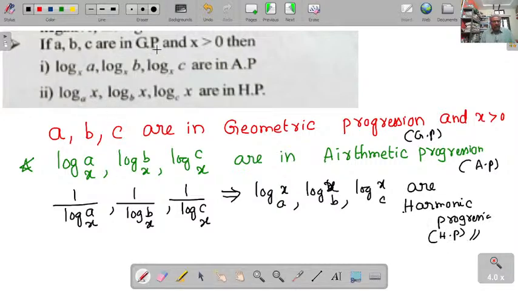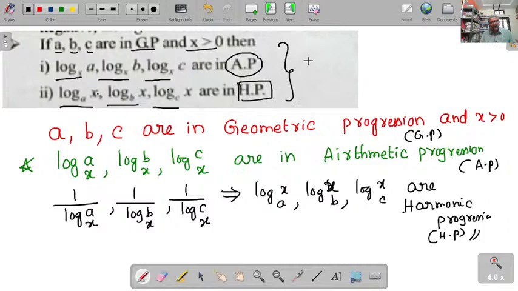See the statement now. If A, B, C are in geometric progression and x greater than 0, then log A to the base x, log B to the base x, log C to the base x are in arithmetic progression, whereas log x to the base A, log x to the base B, log x to the base C are in harmonic progression. This is very, very important while solving the problems.